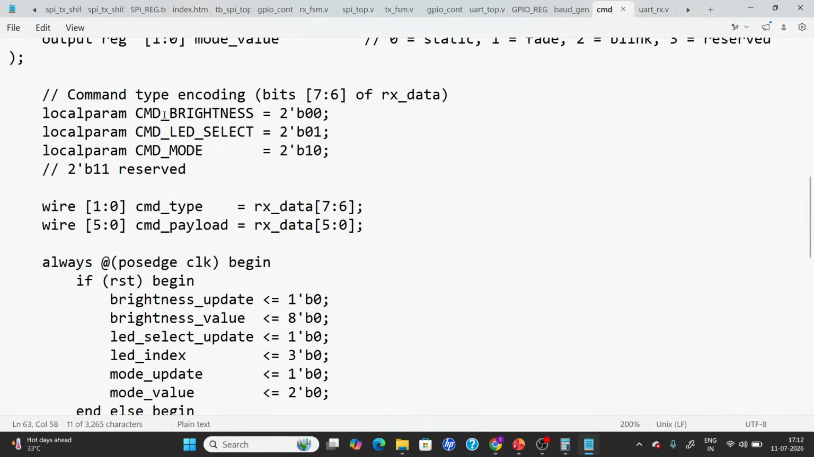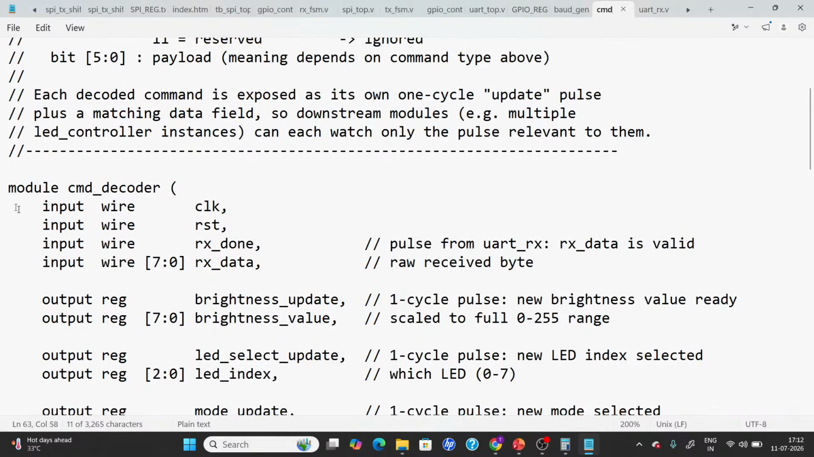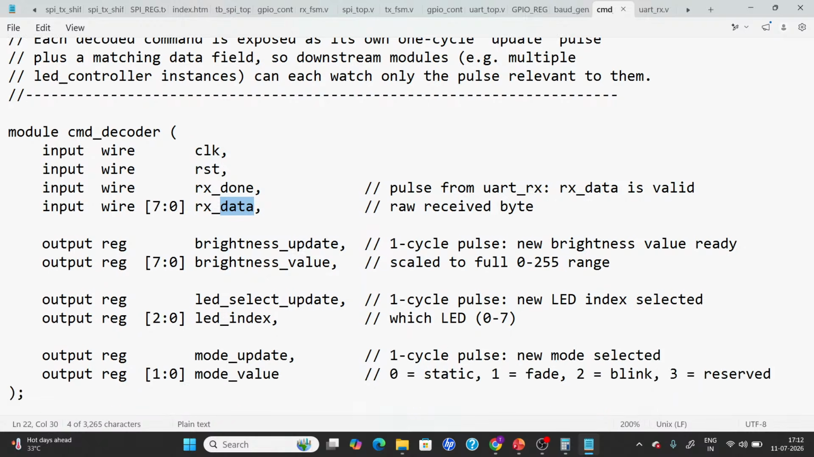Yeah, thank you. So after the UART receiver has received a particular byte of data, it is going to give it to your command decoder. So the command decoder has clock, reset, RX underscore done and RX underscore data as its input. RX underscore done and RX underscore data, we are getting from the UART receiver itself. Now, the command decoder output is brightness update, brightness value, LED select update, LED index, mode value. What is this? I will let you know.